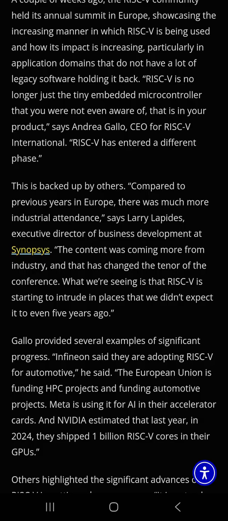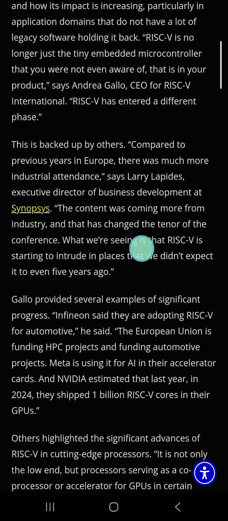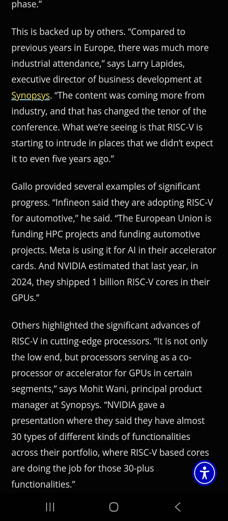This is backed up by others. Compared to previous years in Europe, there was much more industry attendance, said Larry Lapide, executive director of business development at Synopsys. The content was coming more from industry, and that has changed the tenor of the conference. What we are seeing is that RISC-V is starting to be introduced in places that we didn't expect it to 5 years ago. Gallo provided several examples of the significant progress.